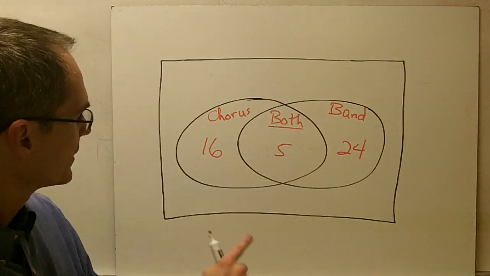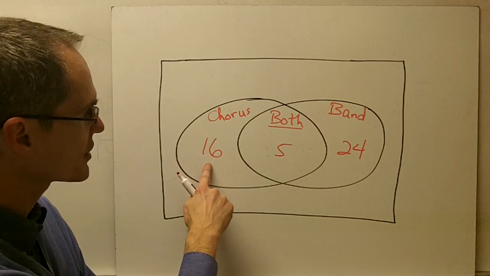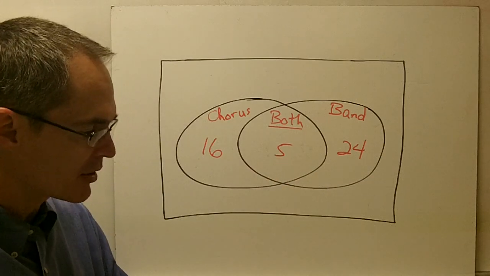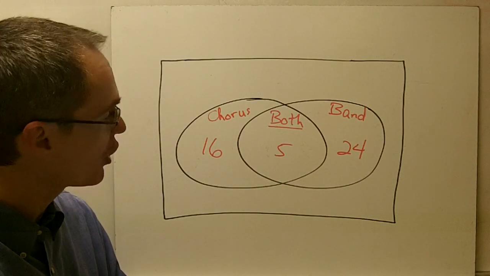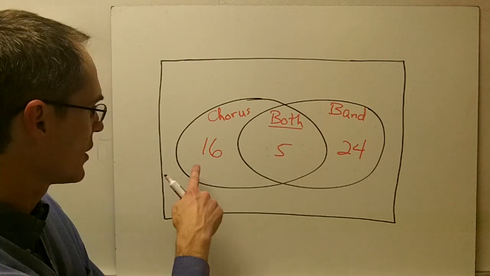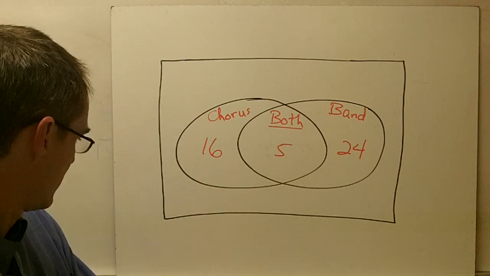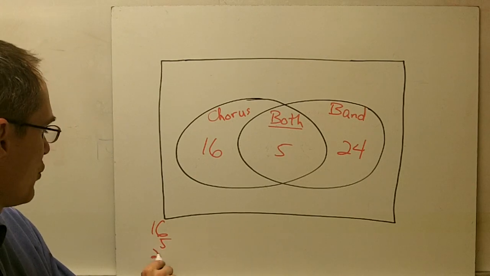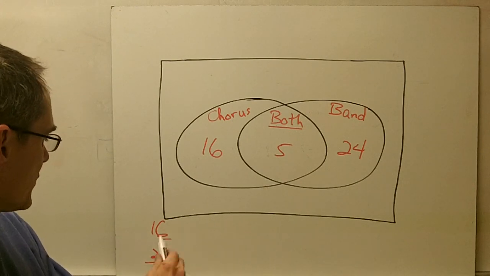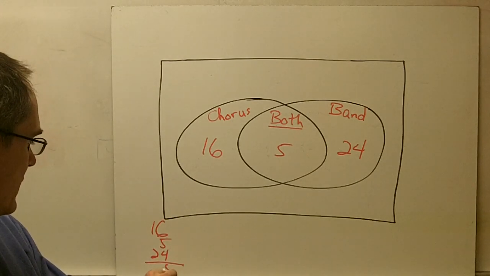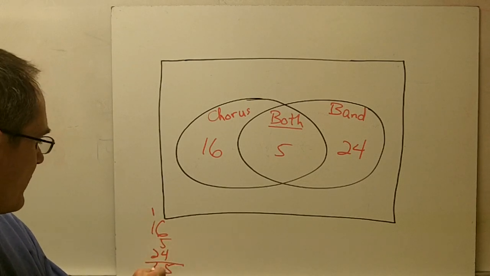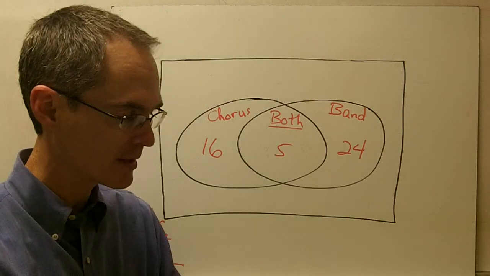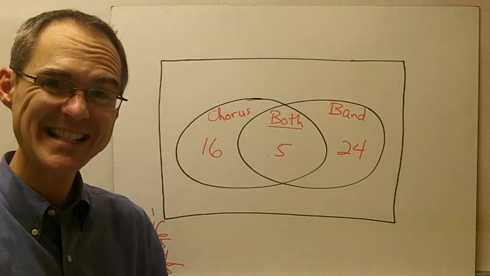Okay. Well, now I know how many students I have in chorus only, band only, and both. But notice I'm also told I have a total of 60 students. Well, so far here I've got 16 plus 5 plus 24. And if I add those together, let's see, I get 15, 45. That's only 45 students. And I'm told in my example that I have a total of 60 students.